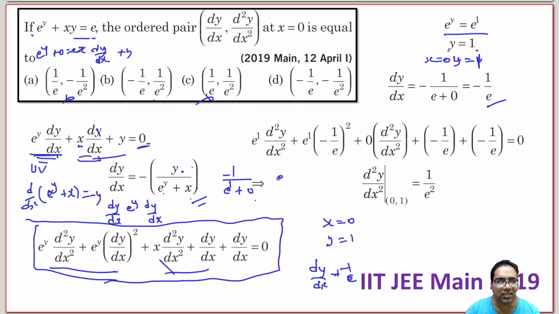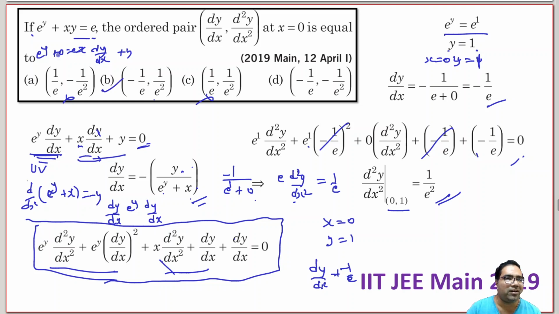So this is e d²y/dx². Then e into 1 by e², so this is nothing but 1 by e, and minus 1 by e minus 1 by e. So this 1 by e and one of the minus 1 by e will get cancelled, and minus 1 by e will be left. So e d²y/dx² should be equal to 1 by e if we take this one to the other side. That means d²y/dx² is equal to 1 by e². At x = 0, y = 1, so minus 1 by e and 1 by e². This is the correct answer.